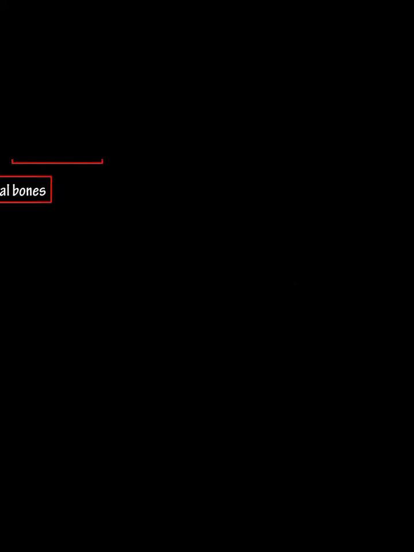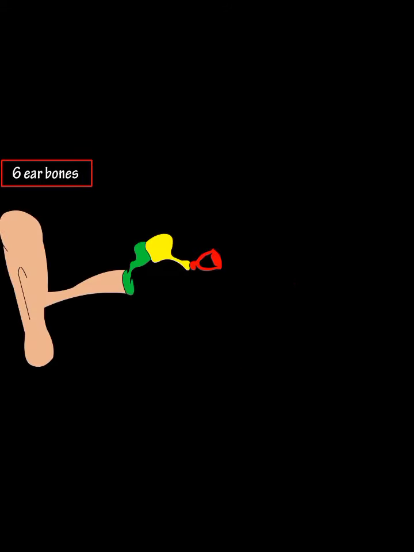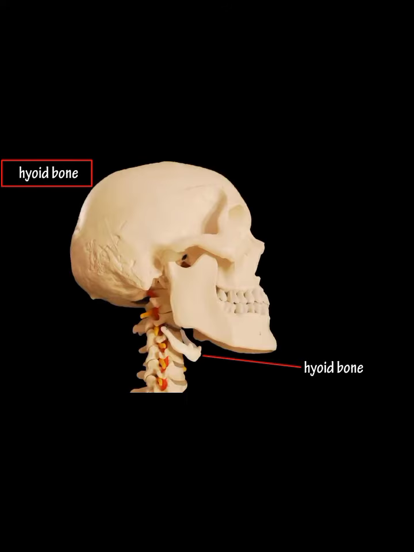The 6 ear bones are all very small structures and include 2 malleus bones, 2 incus bones, and 2 stapes bones. Some sources also discuss the hyoid bone with bones of the skull, as it is a single bone located beneath the skull in the neck. And that be the basics on the bones of the skull.